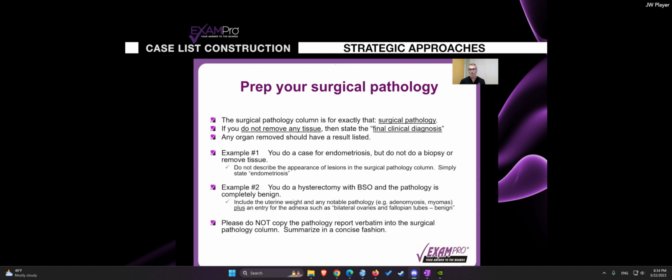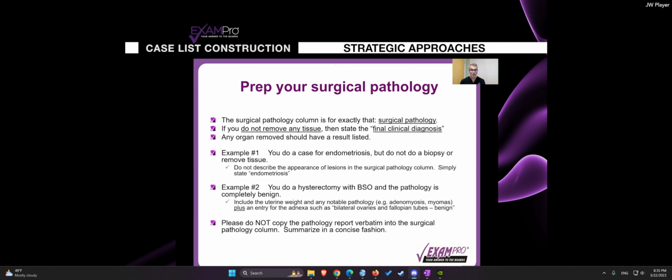Example number two: you do a hysterectomy with a BSO and the pathology is completely benign. Well, you're going to want to include the uterine weight. So you might say uterus, 300 gm for grams. Then any notable pathology that the pathologist mentioned, so you might say adenomyosis or leiomyomata or multiple leiomyomas. Then you might include a benign notation about the endometrium and cervix. A lot of people do. They'll say benign endometrium and cervix. And then an entry for the adnexa.